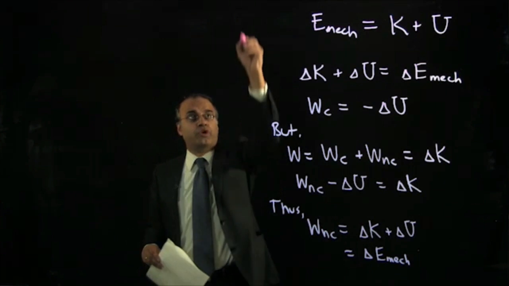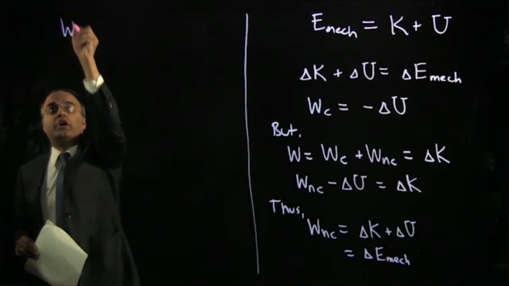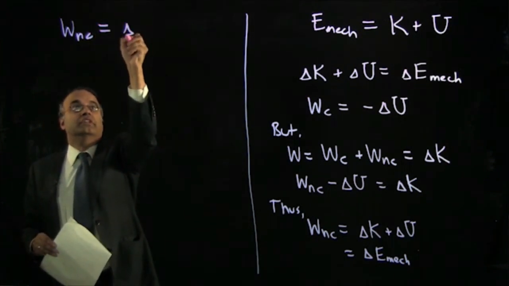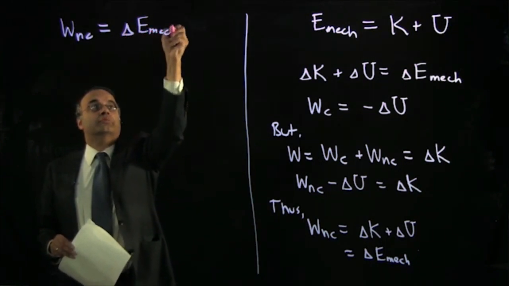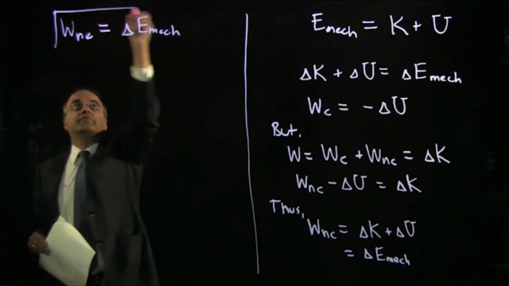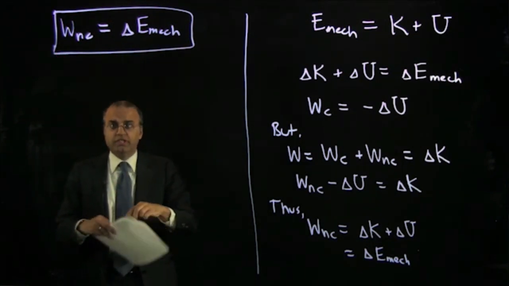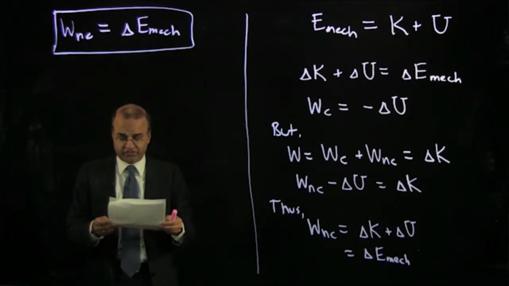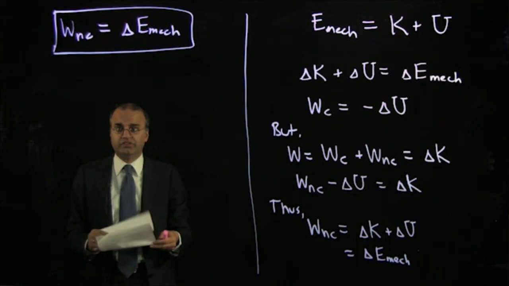This is a sufficiently important result that I'm going to write it by itself in a box. So the non-conservative work is equal to the change in the total mechanical energy. So what we've shown here is that the result of any non-conservative work on the system is to change the total mechanical energy of the system.